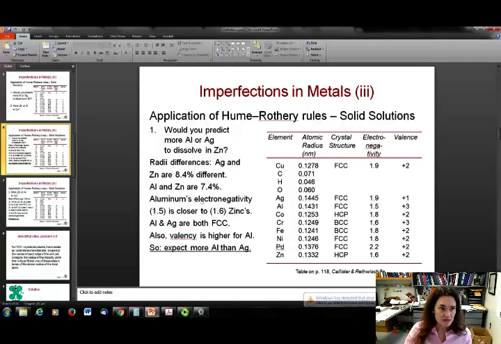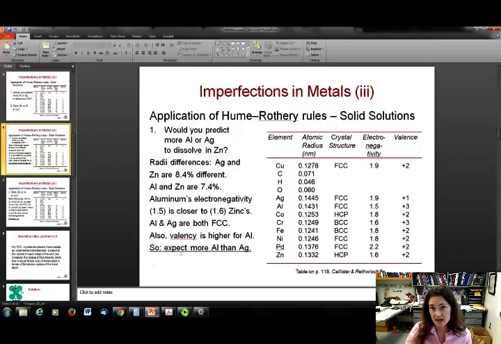The next thing to look at might be the electronegativity. Well, aluminum's electronegativity is 1.5, and that's close to zinc's value of 1.6. But if you look at the value for silver, its electronegativity is 1.9. So in other words, the value of aluminum for its electronegativity is a lot closer to zinc's, and that would suggest aluminum might be the answer. But let's look at the rest too.